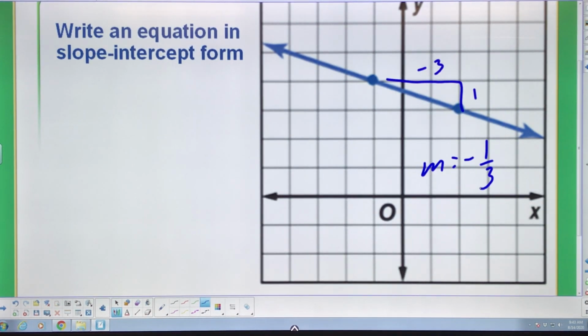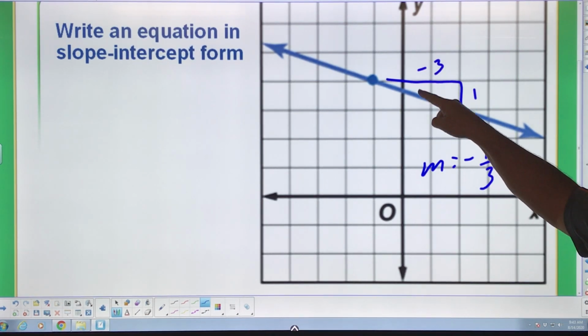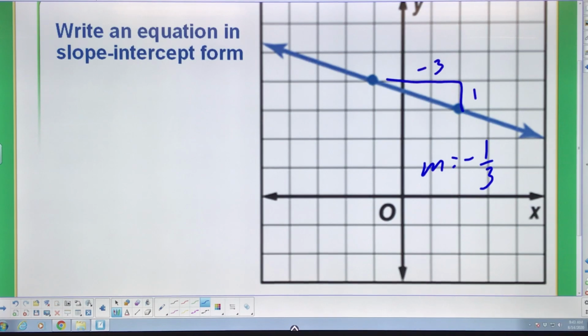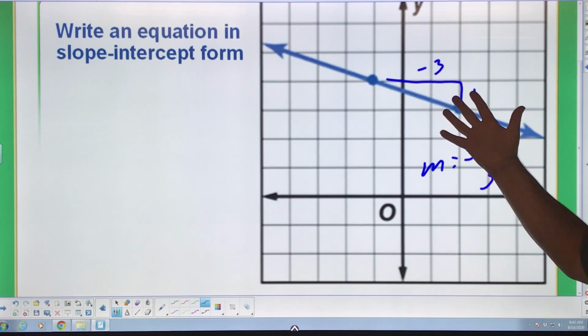That's easy. I don't have the y-intercept. The y-intercept is here in the middle of nowhere. So I don't have that. It's going to be a fractional thingy when I get it done. I could use the slope in one of these points, either one of them.